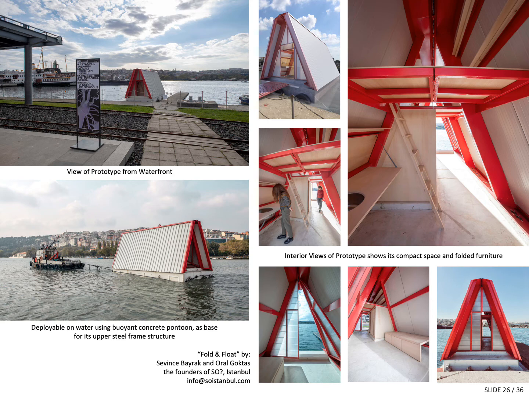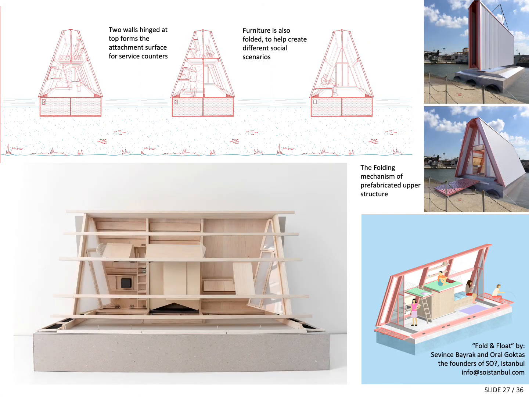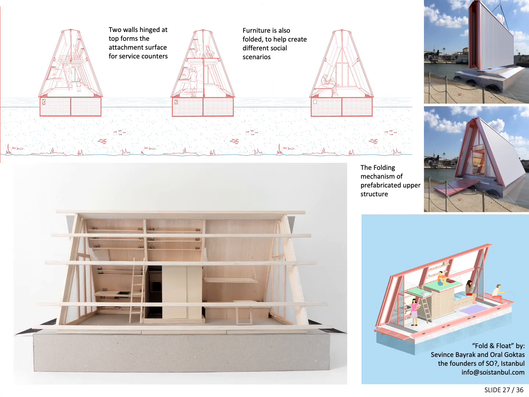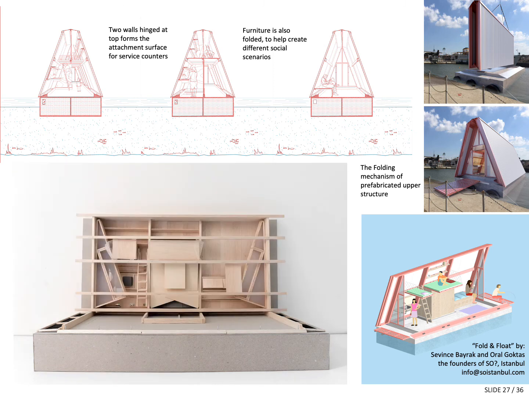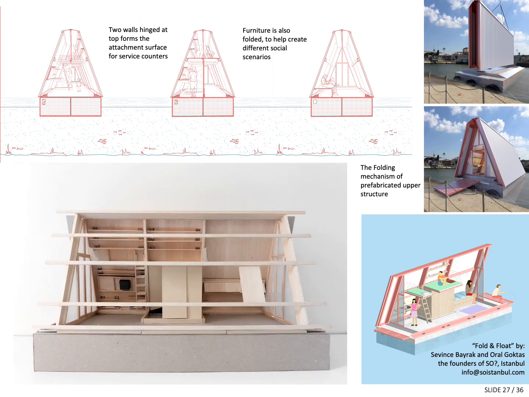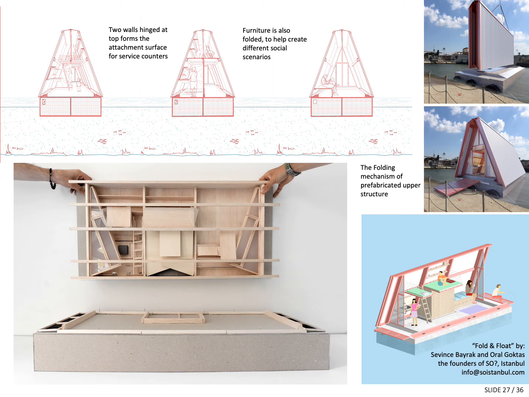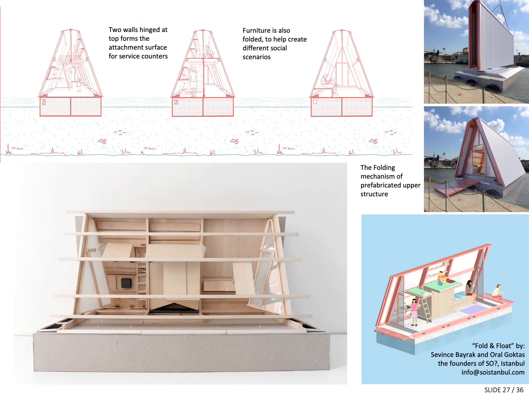In these pictures, we can see that the structure is made of two parts: the floating concrete pontoon and the upper steel structure that is folded with the furniture and all the shelves also in the folded type. The compact space within this shelter is planned very creatively, and it's fully functional with all the amenities.